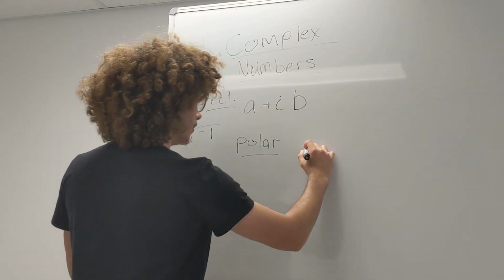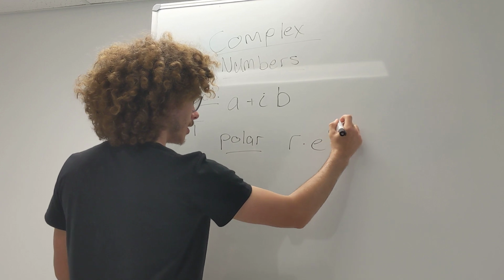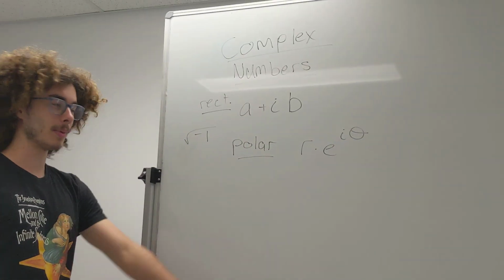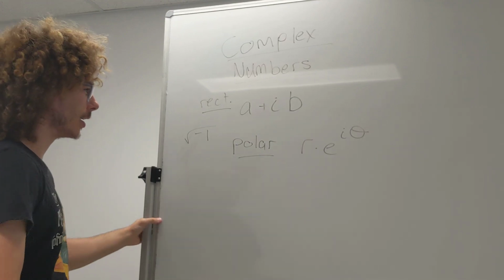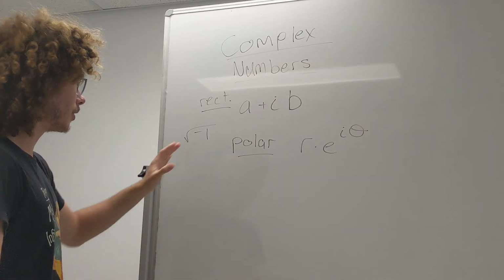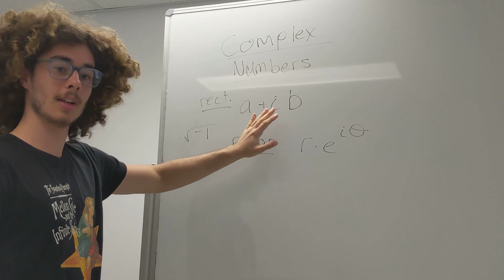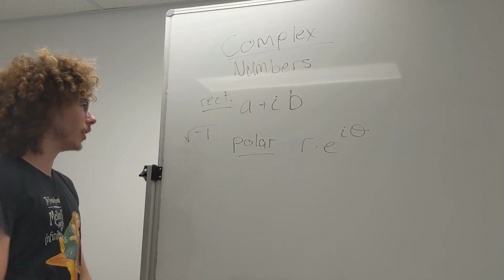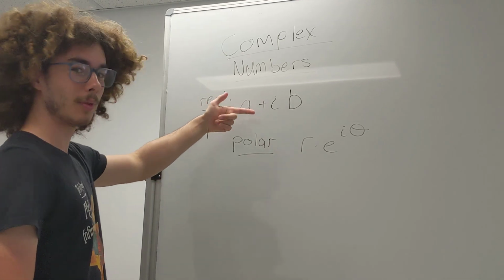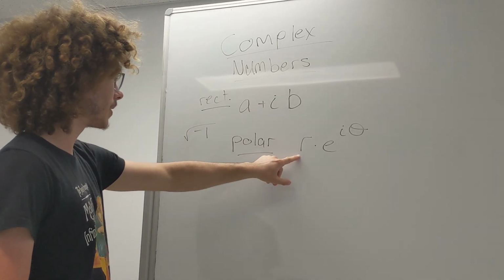Polar form is of the form r times e to the i theta. Don't worry about where this came from for now. That'll be a later course. I'll just let you know the relationship between these two, and then we'll do an example. So first, if we start off with rectangular and we want to get to polar, what's this number?